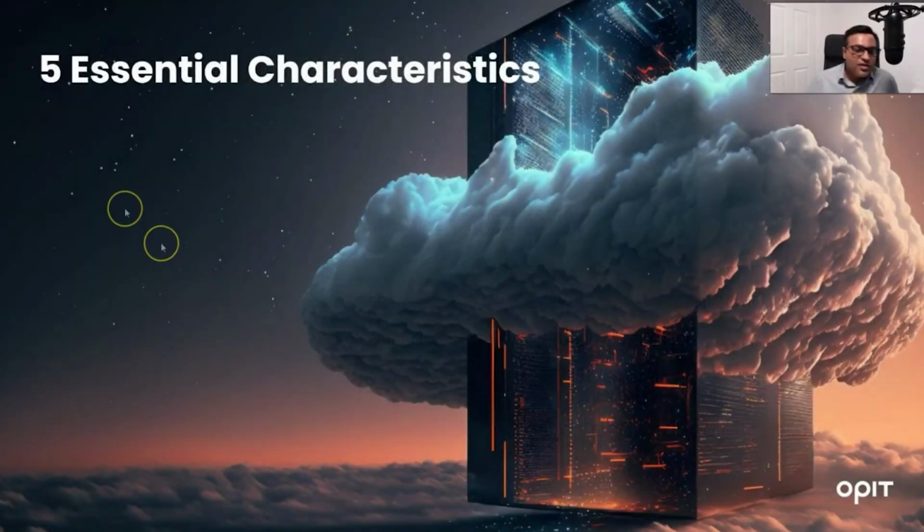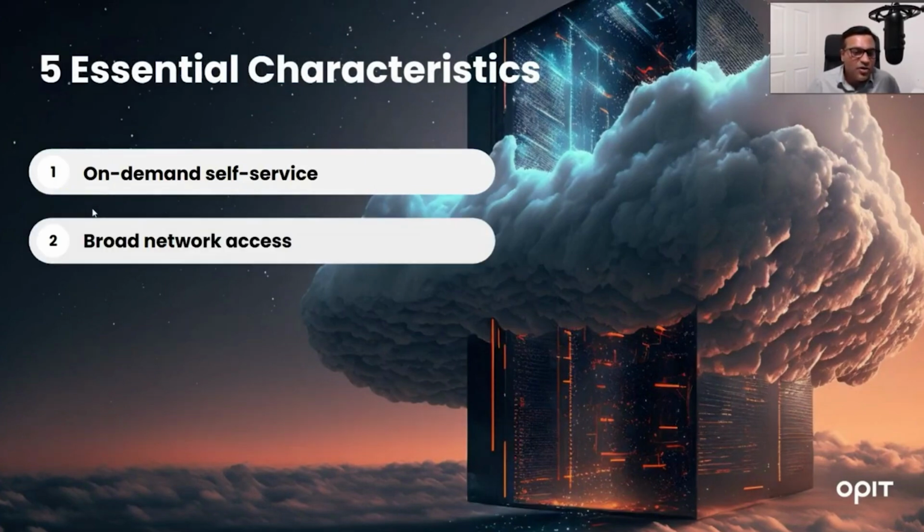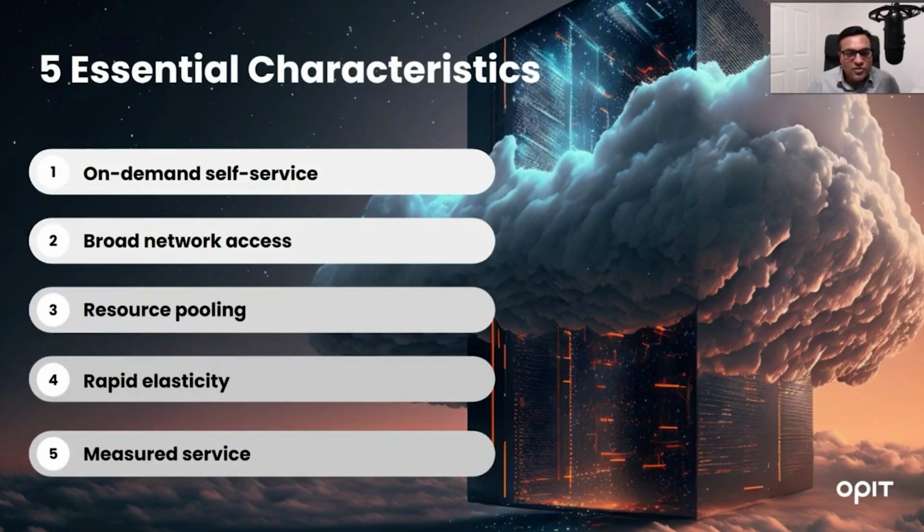Let's look at the 5 different essential characteristics. These characteristics actually define how cloud computing is. The definition talks about everything, but the characteristics are pretty important. So the first one is on-demand self-service, then broad network access, resource pooling, rapid elasticity, and measured service. Let's look at each one of them one by one.